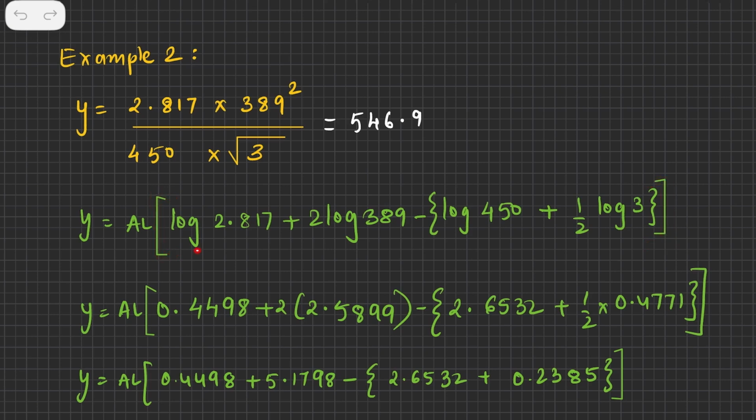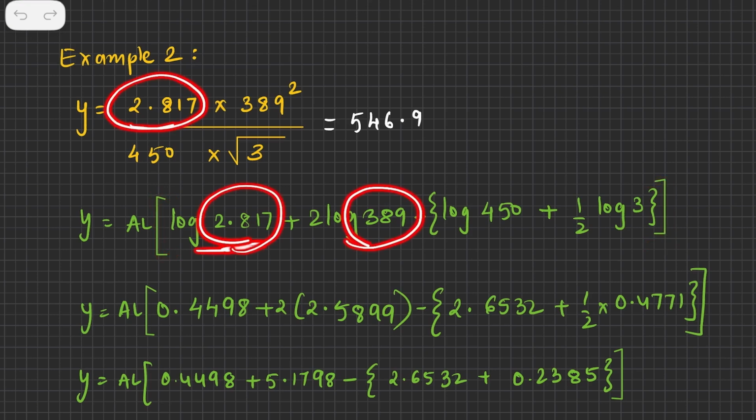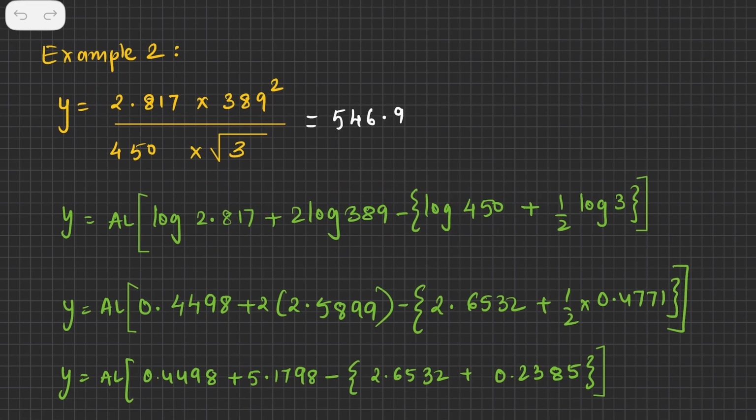Then you apply log for each term. So 2.817 is logged, 389 is logged, 450 and 3 are also logged. But note that wherever there is a multiplication sign, I have put a plus sign, and this 2 should be brought ahead of log. So this 2 has to be brought ahead of log. Same way there is a division sign, and because there are two things in the denominator, I have used a curly bracket over here so that everything goes into the denominator.